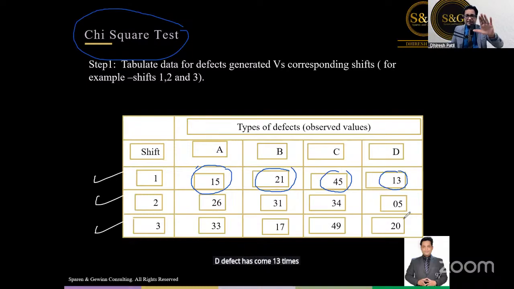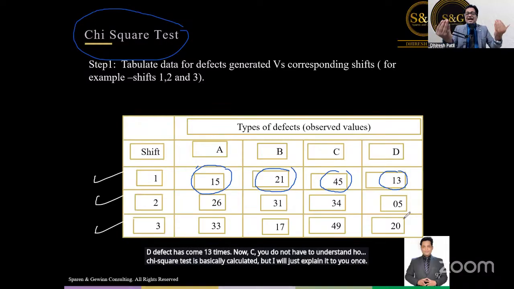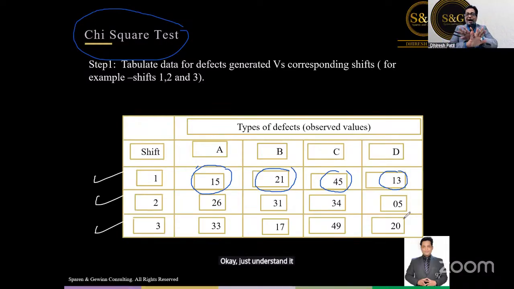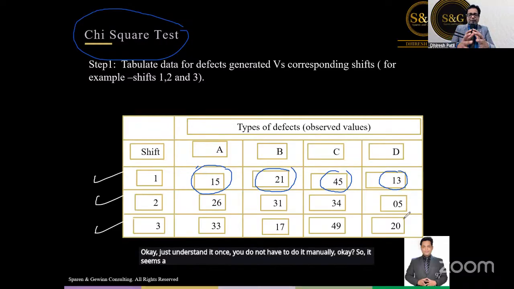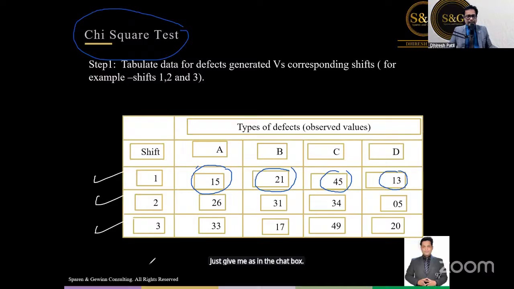Now, you don't have to understand how this chi-square test is basically calculated, but I will explain it to you once. Just understand it once. You don't have to do it manually. It seems a little complicated calculation, but actually it is not. Have you understood how they have collected the data? Just give me yes in the chat box.